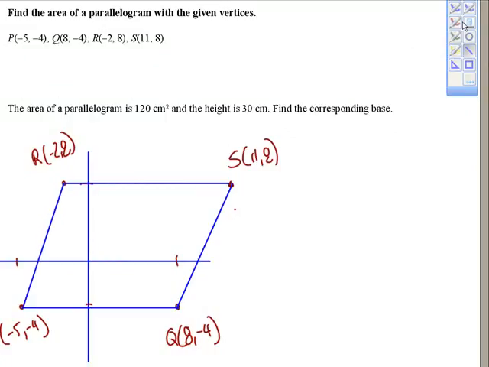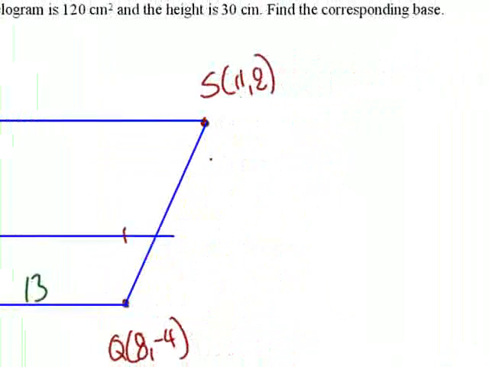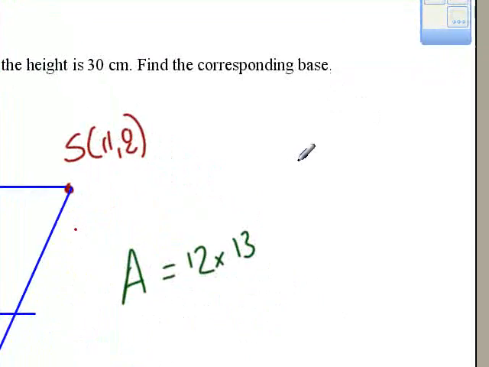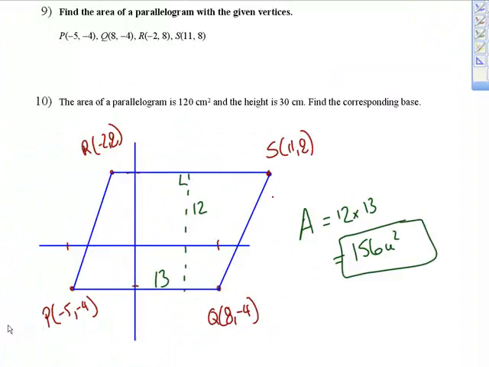Okay, we just need the base and the height, and we can do the calculation. How long is it on the bottom? 13. We're going from -5 over to positive 8, that's 13. How tall is it here? We're going from -4 up to positive 8. So how tall is that? 12. So my area is going to be 12 times 13, or 156, whatever units are squared. Questions there?